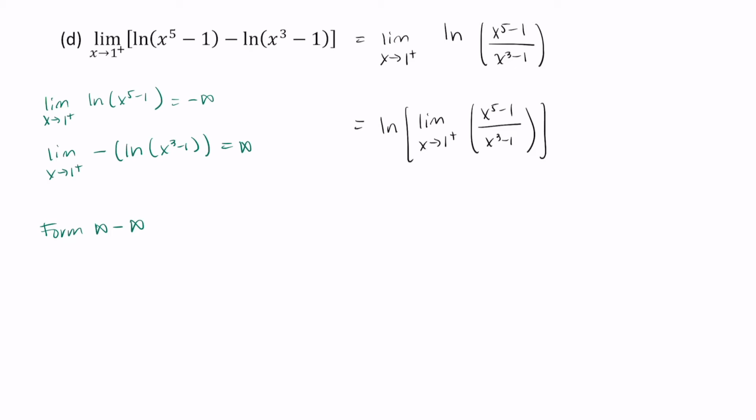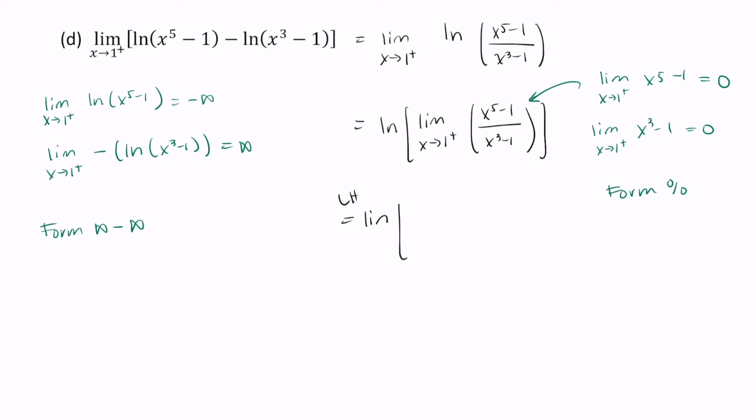Now what do we have? Well, in here, we have the limit as x approaches 1 from the right of x to the 5th minus 1. That's going to be 0. And the limit as x approaches 1 from the right of x cubed minus 1. That's also 0. So this is of the form 0 over 0, which is wonderful since now we can directly apply L'Hopital's rule to get the natural log, the natural log here.